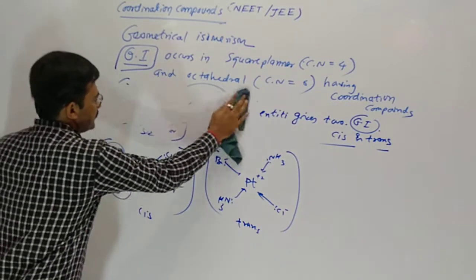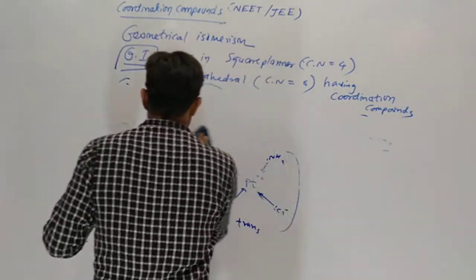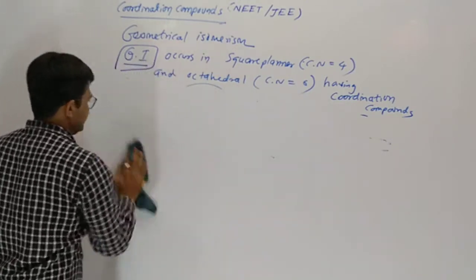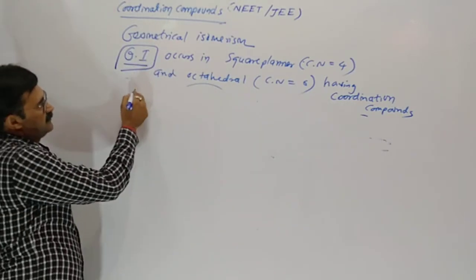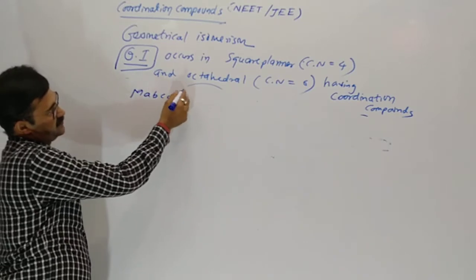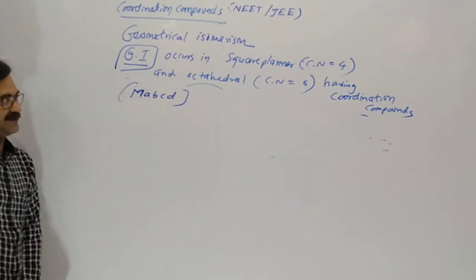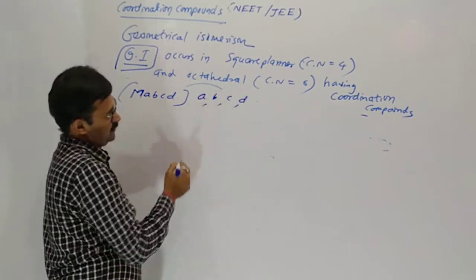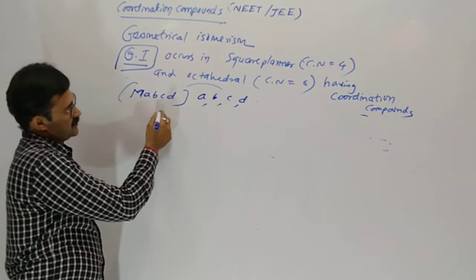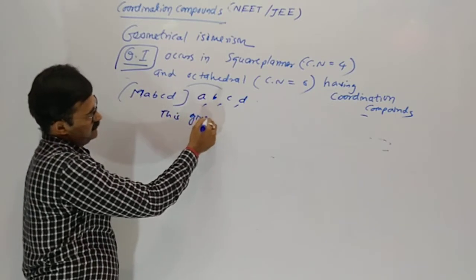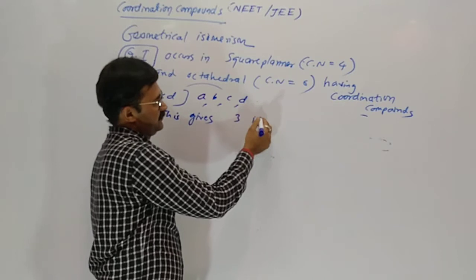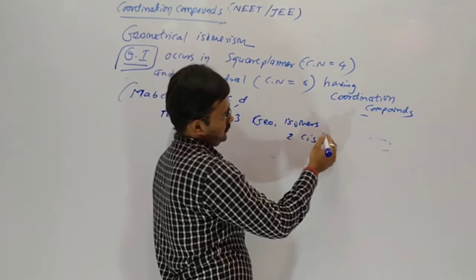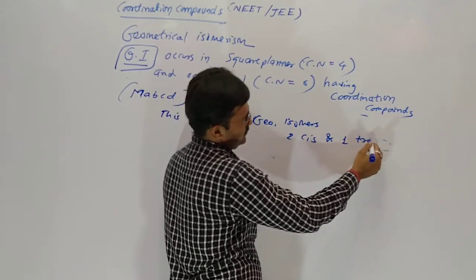Now the third one, in square planar. Yes, we are discussing square planar entities. If all the four ligands in a square planar entity are different, here A, B, C and D are monodentates, this gives three geometrical isomers, two cis and one trans.